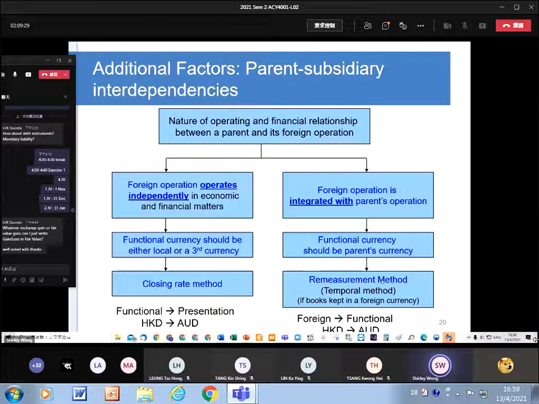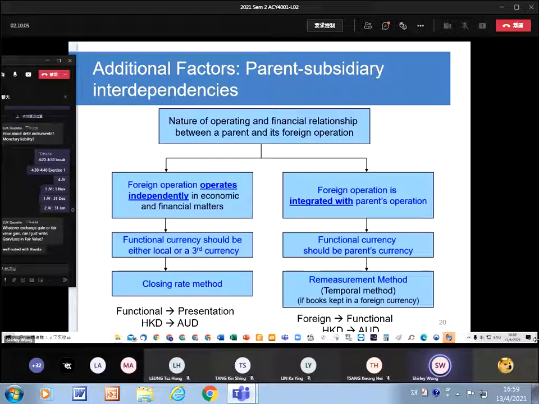And for the remeasurement method, there is another name called the temporal method. That means apart from the AUD purchases from the holding company, sometimes they need to pay the rent, they need to pay the salary, etc. They will use Hong Kong dollars to determine this in the financial statements. Then when they want to translate it into functional currency, they need to use the remeasurement method. So you just need to bear in mind these two methods, and then we will give you the details about how to do the translation.